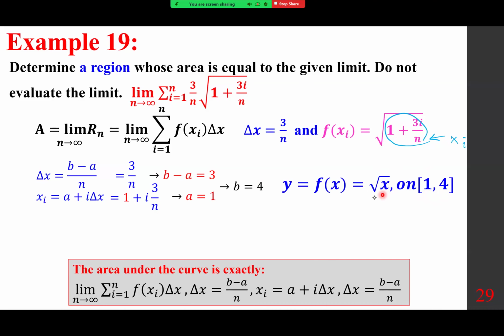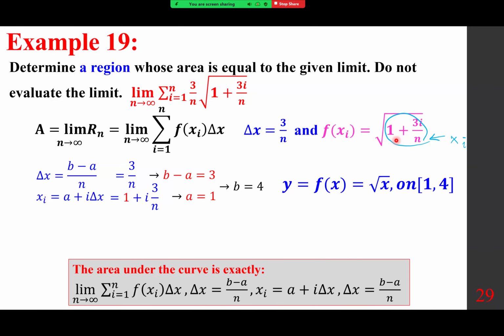Because remember what we are going to do? We are going to replace the x. In order for you to go to f of x sub i, you're going to replace the x with x sub i. So if you put this one here, you get a plus i delta x, which is this one. And you're done.